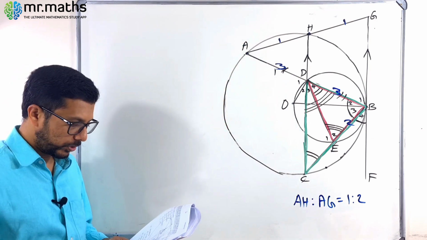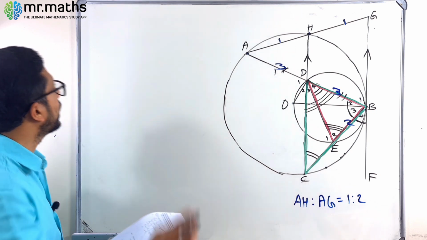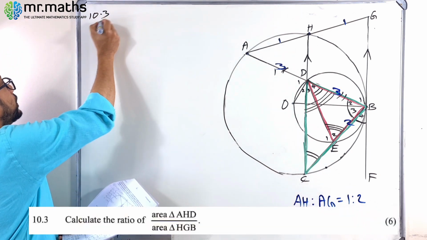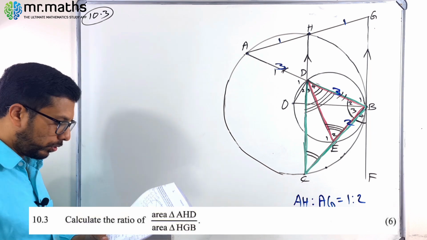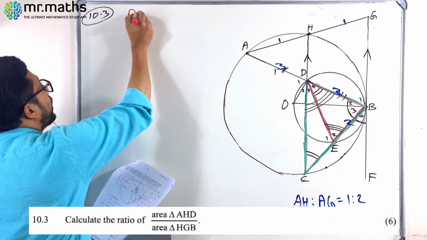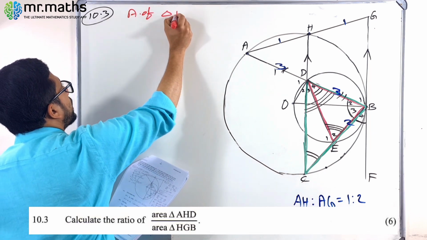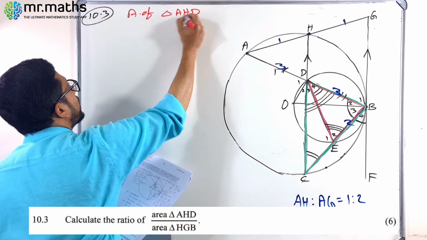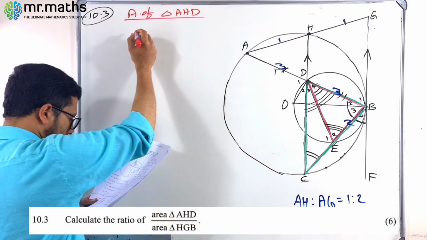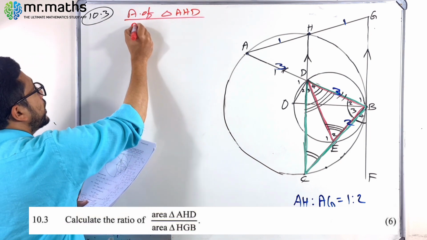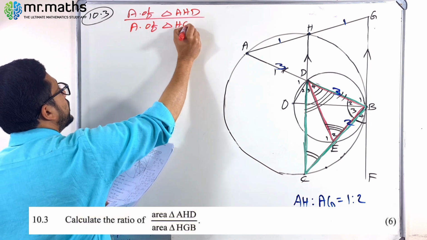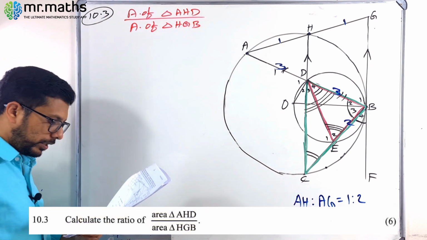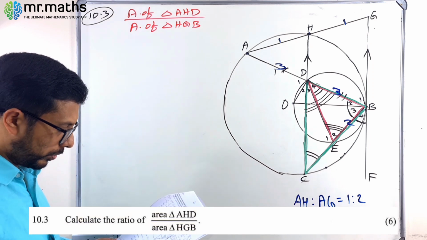Let's move to the next question, 10.3. What is that question? Calculate the ratio of the area of triangle AHD divided by the area of triangle HGB. So which two triangles are those?